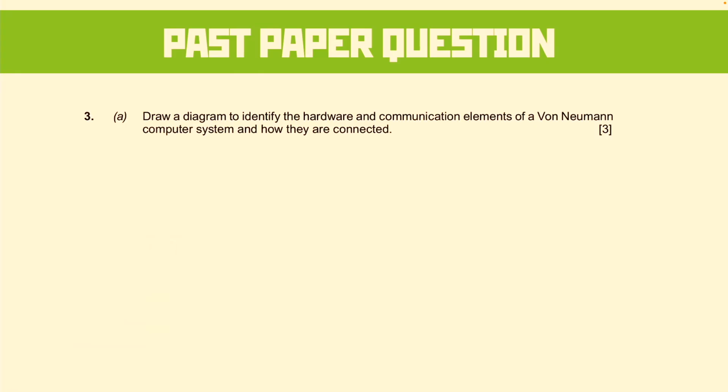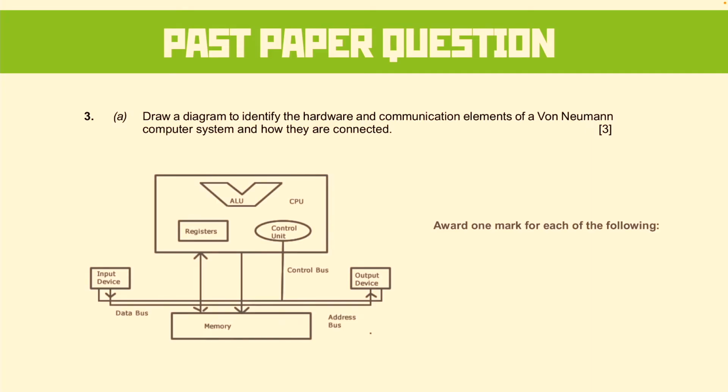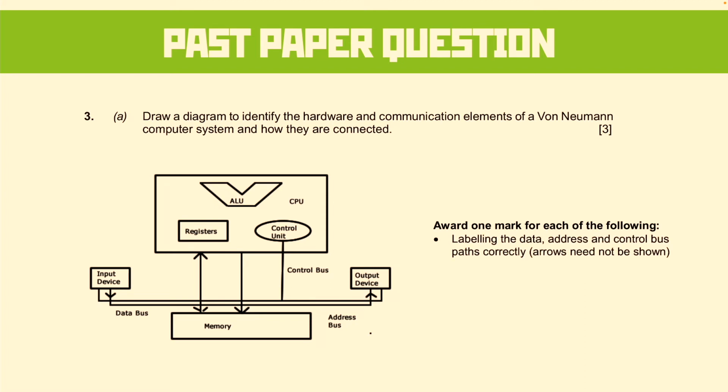Let's look at a past paper question then. 3A, draw a diagram to identify the hardware and communication elements of a von Neumann computer system and how they're connected. Well, it is just that diagram we drew, or we looked at just now, but let's see where the marks come from. 1 is for labeling the data, the address, and control bus paths correctly. The arrows need to be shown. I would argue this diagram doesn't make a great deal of sense, but there you go.